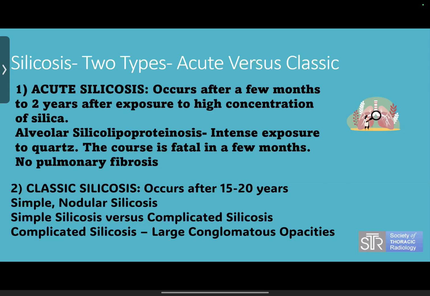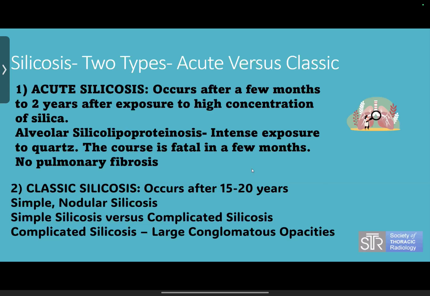We also have something called alveolar silicoproteinosis. That's intense to coarse. That can happen very quickly, in a few months, and there's no fibrosis, but it is often fatal, so you have to be careful about that.